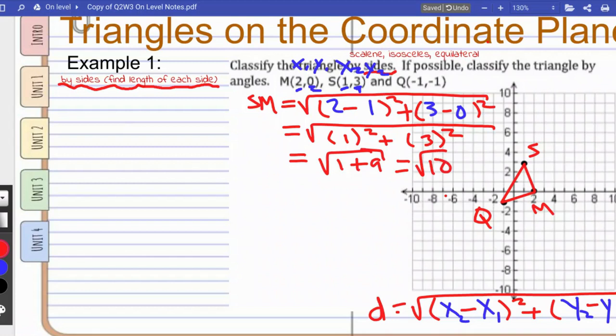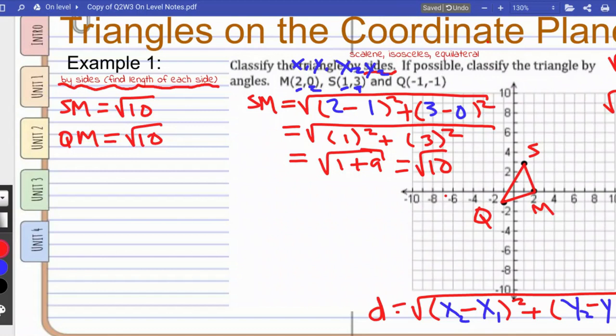Square root of 10 is not a perfect square, and the only multiples of 10 are 5 and 2. Well, the square root of 5 and the square root of 2 are not perfect squares either. So in simplest radical form, the distance from S to M is going to be the square root of 10. Continue that process for QM, and I get the distance from Q to M is the square root of 10.